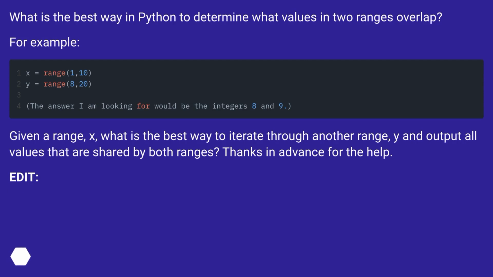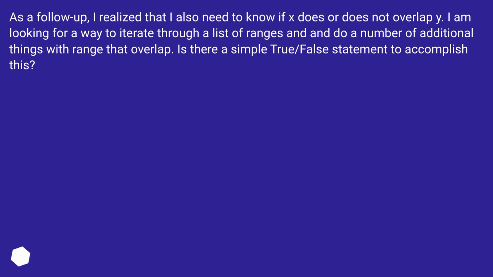Edit. As a follow-up, I realize that I also need to know if x does or does not overlap y. I am looking for a way to iterate through a list of ranges and do a number of additional things with ranges that overlap. Is there a simple true/false statement to accomplish this?